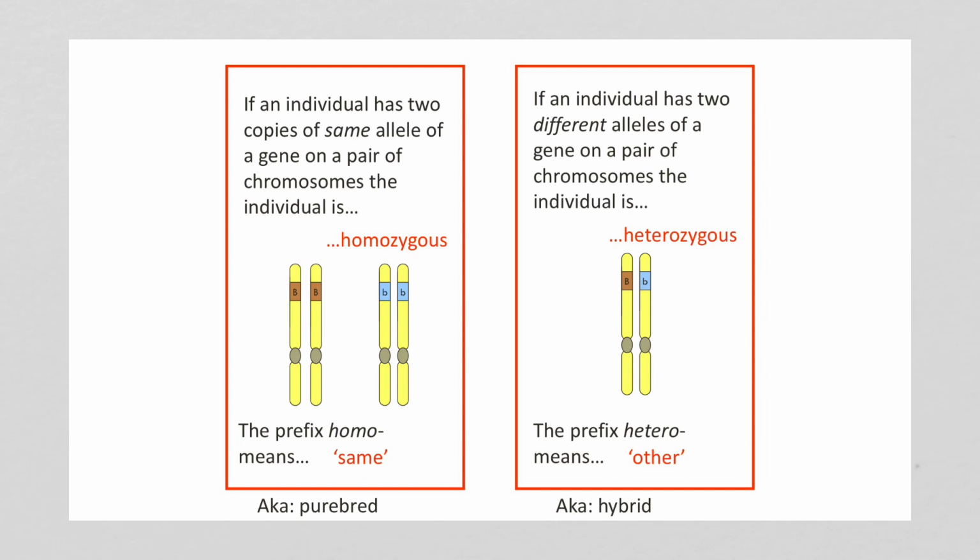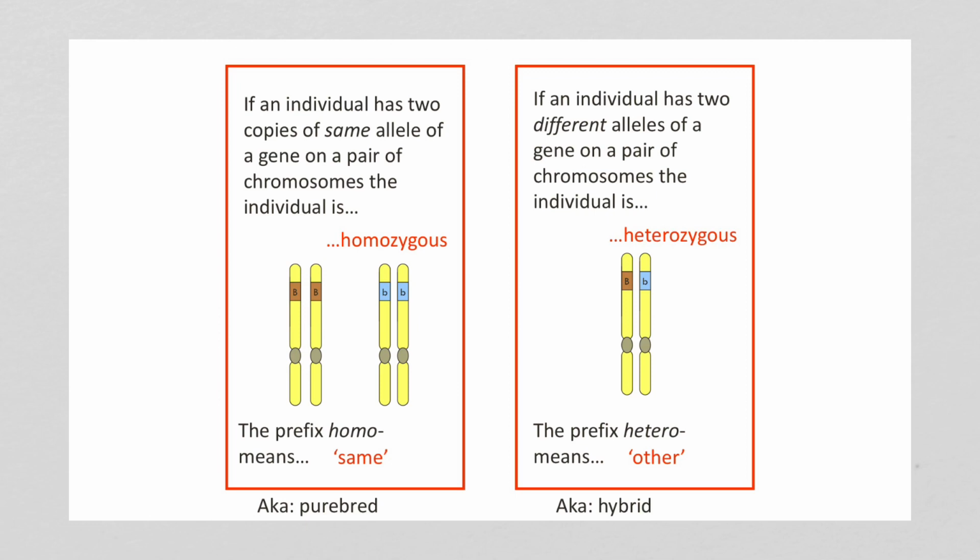There's a few more terms to be aware of. If an individual has 2 copies of the same allele of genes on a pair of chromosomes, the individual is homozygous. So in the example that we've been using so far, you can be homozygous if you're big B big B, or little b little b. Homo means the same, so you have 2 of the same alleles. Another term sometimes when you're reading examples and problems is purebred. You're pure breeding, you have 2 of the same allele.